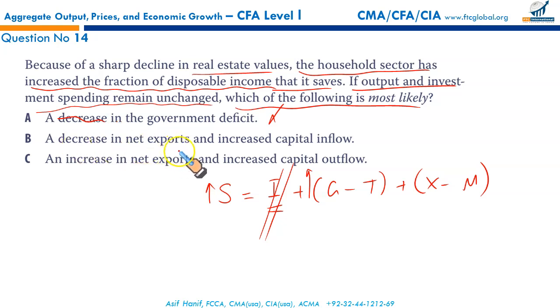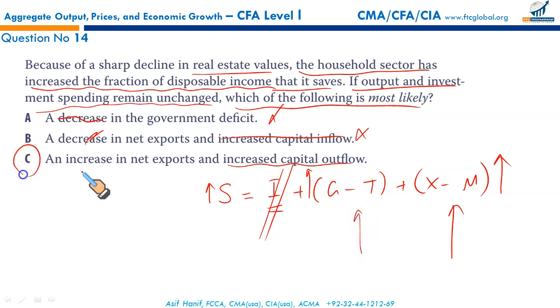A decrease in exports? No. In fact, an increase in net exports would make the equation balanced. So this is inappropriate. An increase in capital inflows? No. Rather, there would be an increase in capital outflow. Increased purchase of assets from foreigners. So this is incorrect as well. Then an increase in net exports, correct, and increased capital outflow, more purchases of assets from foreigners. So this is the correct option. C is the right option.